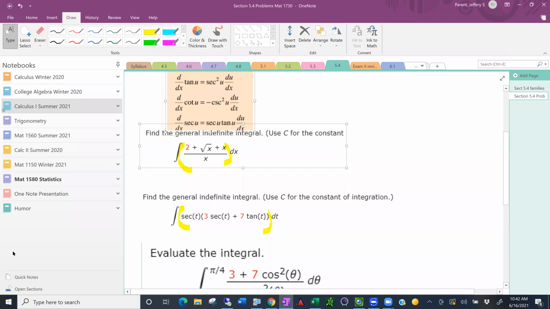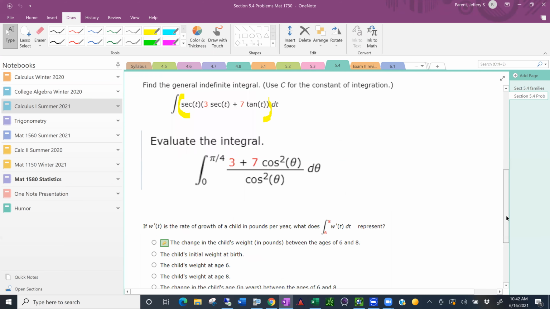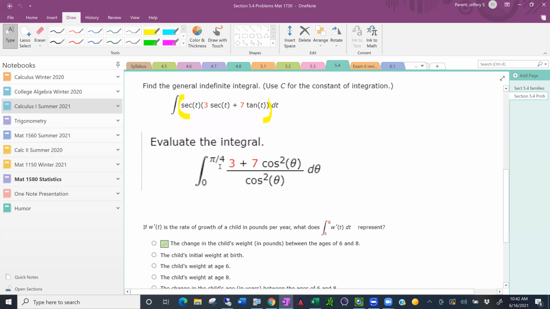Let's go back to some actual problems. Let's see. So moving down a step, evaluate the integral from 0 to pi over 4 of 3 plus 7 cosine squared of theta over cosine squared of theta d theta. 0 to pi over 4. And I'm just copying this down for myself.